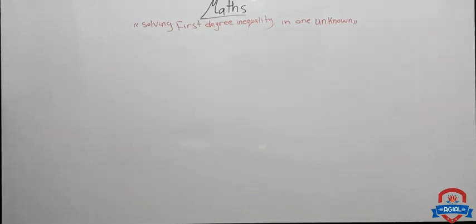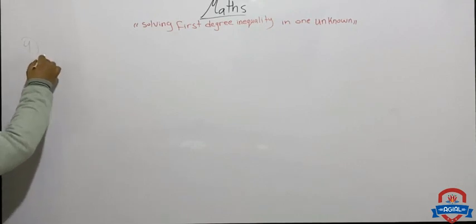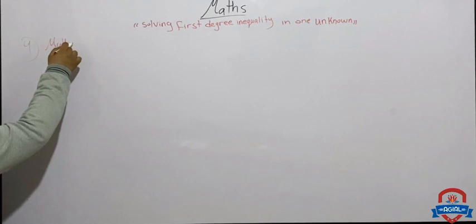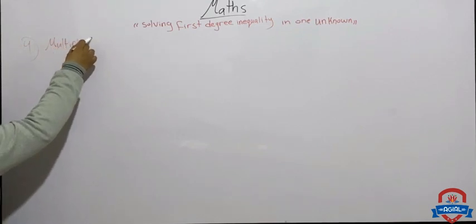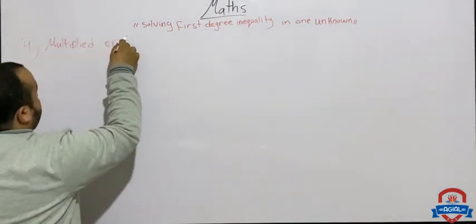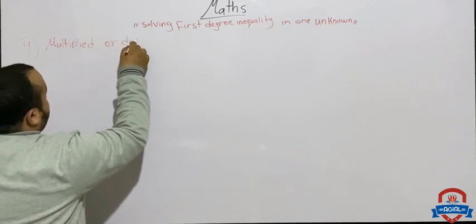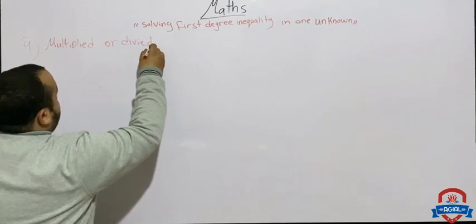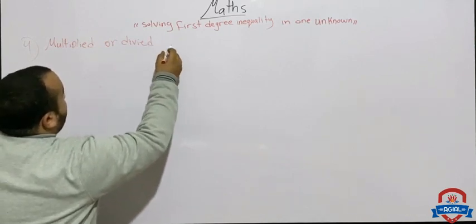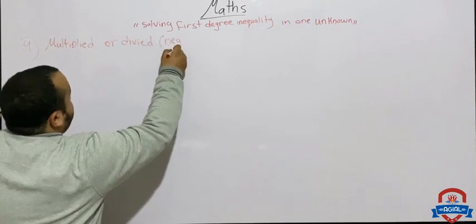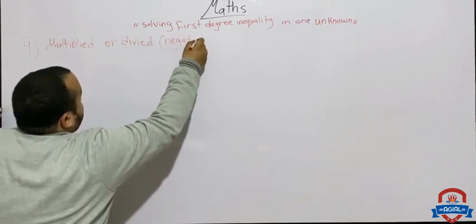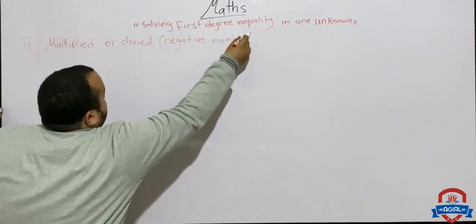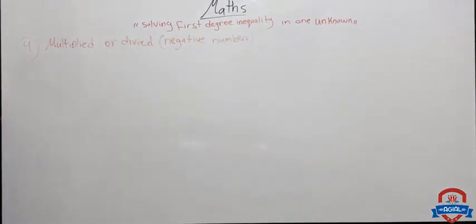Let's show this. The fourth property: if we multiply or divide the inequality by a negative number, we have to reverse the inequality.